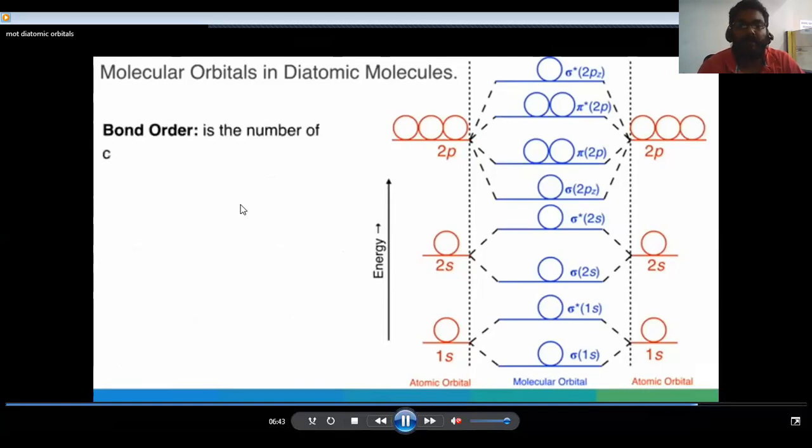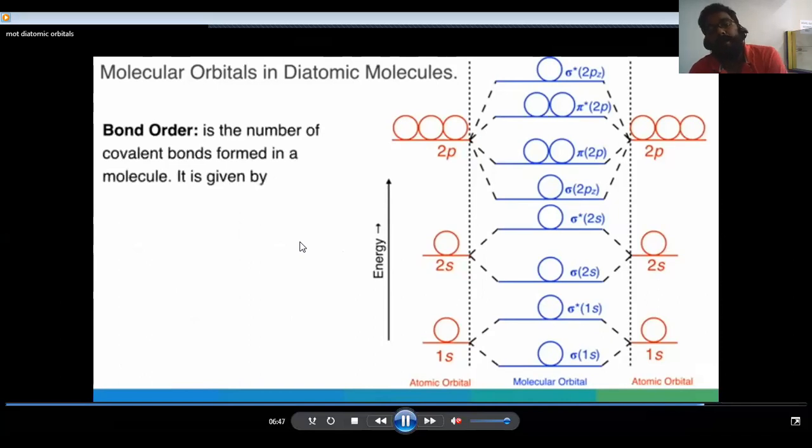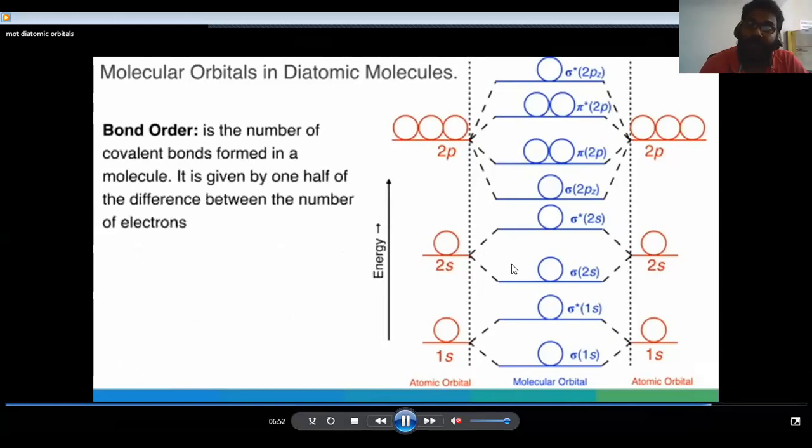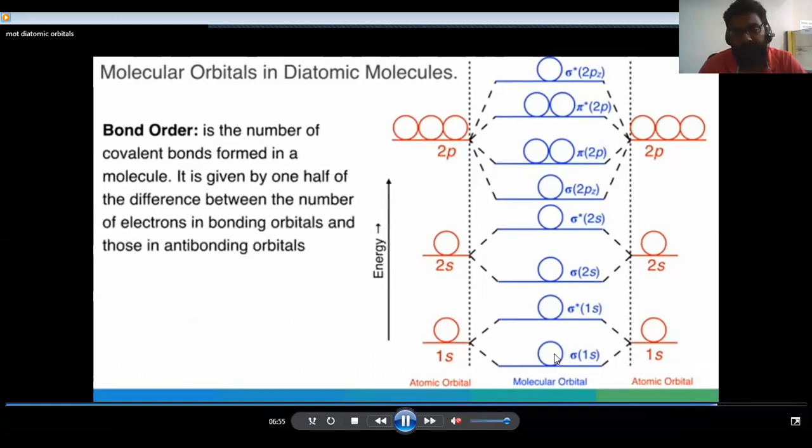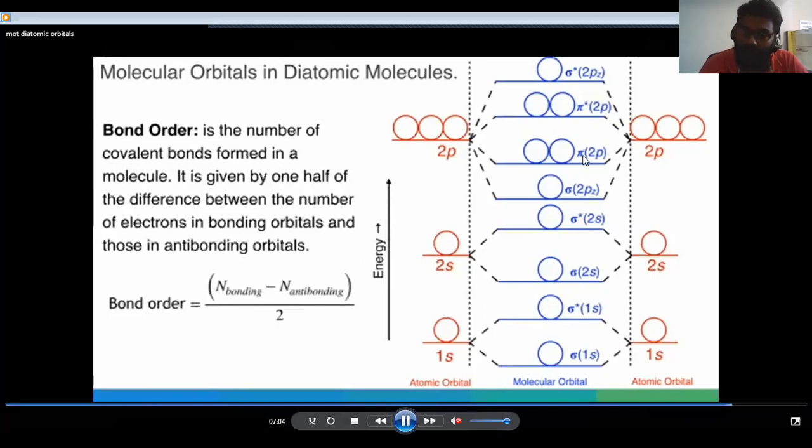So from this splitting, we can calculate bond order. How to calculate bond order? How many electrons are settled in bonding orbitals? This is bonding, this is bonding, these are bonding, without a star, only bonding. A star indicates an anti-bonding orbital. We can calculate it. How to calculate?